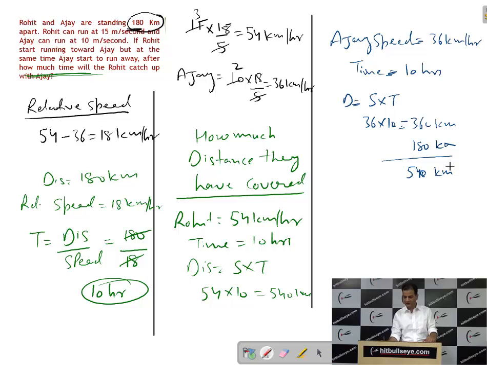Now you can see the distance covered will be same. So that's why Rohit will catch with the Ajay. Now I think that this concept is clear to everyone. Now move to next question.